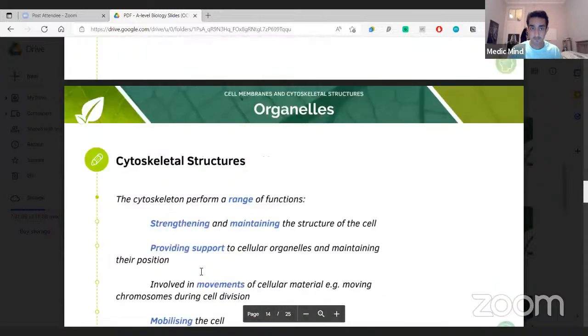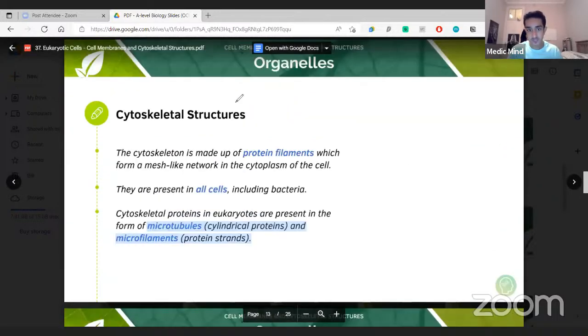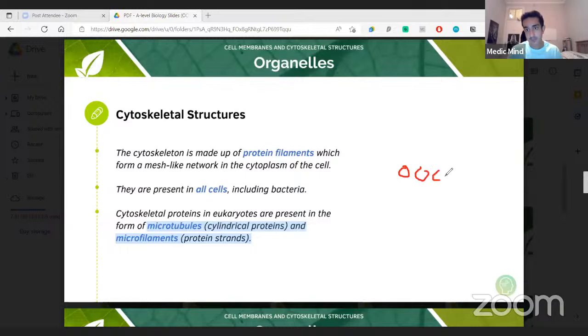So microtubules are basically, if you imagine the train tracks, right? And you've got a 9+2 structure for microtubules, and they're cylindrical proteins, and they're like the train tracks for things to move along. And microfilaments are protein strands. They're thin strands of proteins, and they're used for anchoring. They're used for pulling things along.